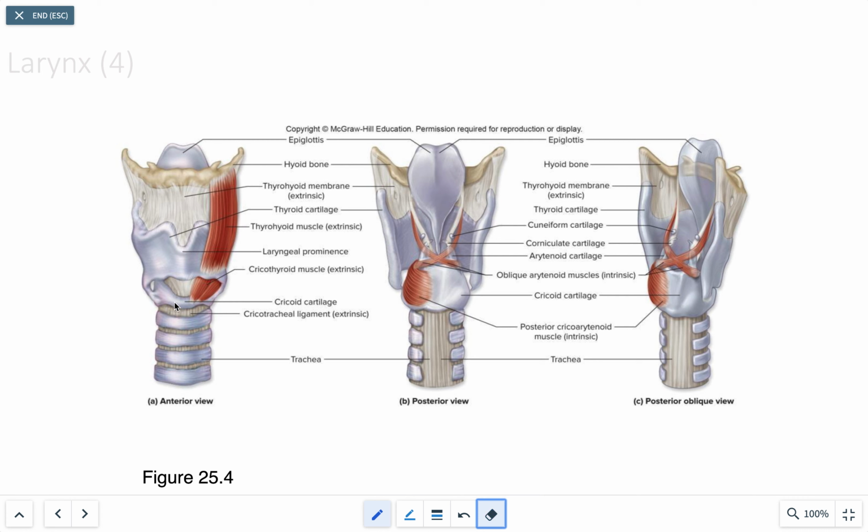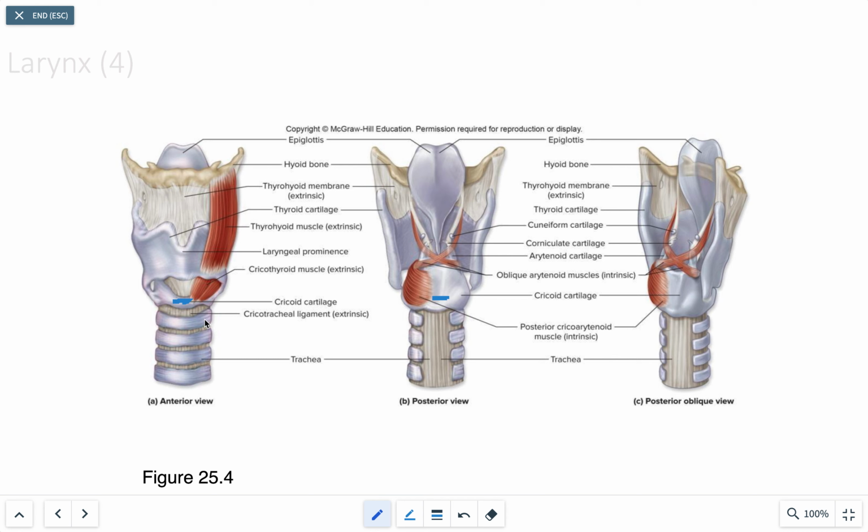And then finally we have the cricoid cartilage, which is here. You can see the cricoid cartilage is continuous, so it completely wraps around from an anterior to a posterior view. And its job mainly is to hold the opening up at the beginning of the trachea.